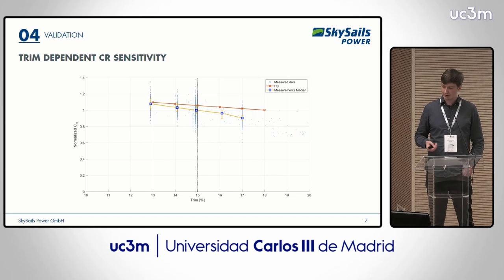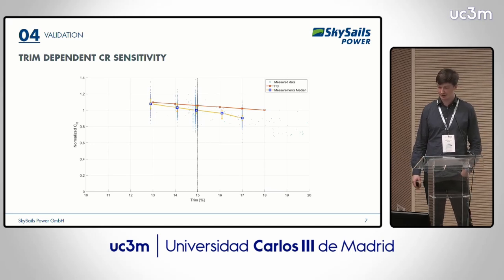The blue dots are the measurements. The yellow line is the median of the bins in 1% ranges. And the red line is the FSI result. You can see that around the power trim, the results match quite well. And also the trend line is the same. So the slope is decreasing when you depower the kite. But only if you start depowering the kite, the CR drops much faster in reality than in the FSI simulation.